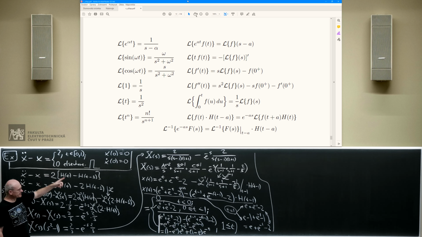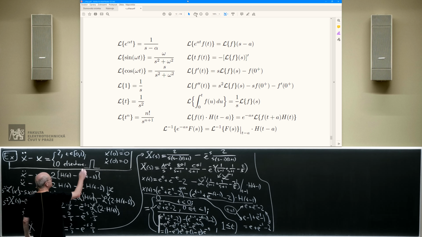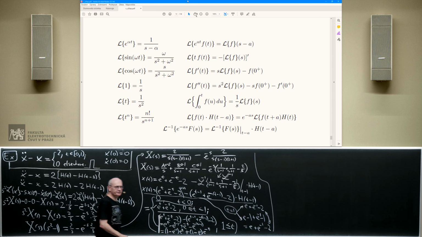Could we solve it using standard tools? And the answer is actually yes. How would it work? First, we would solve this equation for times between 0 and 1. That would be stage 1.